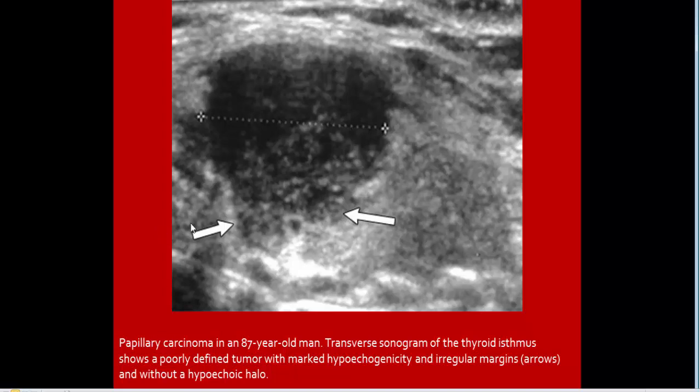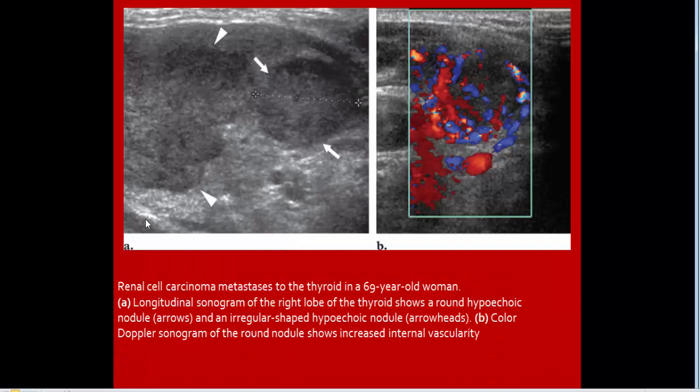Papillary carcinoma. Transverse sonogram of the thyroid isthmus shows a poorly defined border, marked hypoechogenicity, and irregular margins without a hypoechoic halo. Renal cell carcinoma metastasis, and we see the right lobe shows a round hypoechoic nodule with an irregularly shaped hypoechoic nodule. Color Doppler shows increased internal vascularity.